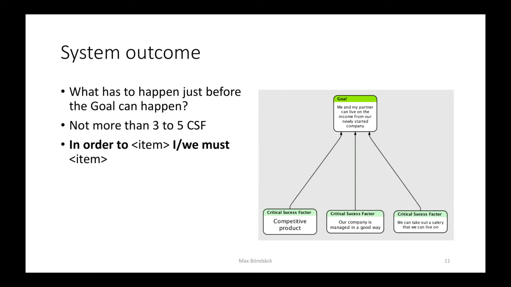Another example of this is: me and my partner can live on the income from our newly started company. We have defined 3 critical success factors. We need to provide competitive products, our company is managed in a good way, and we can take a salary that we can live on.